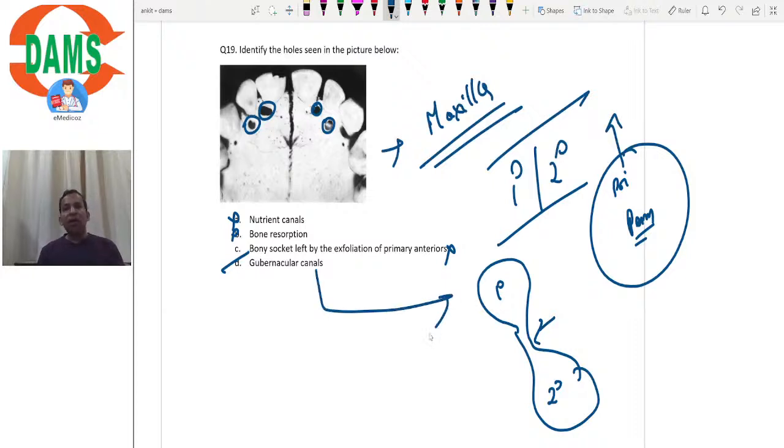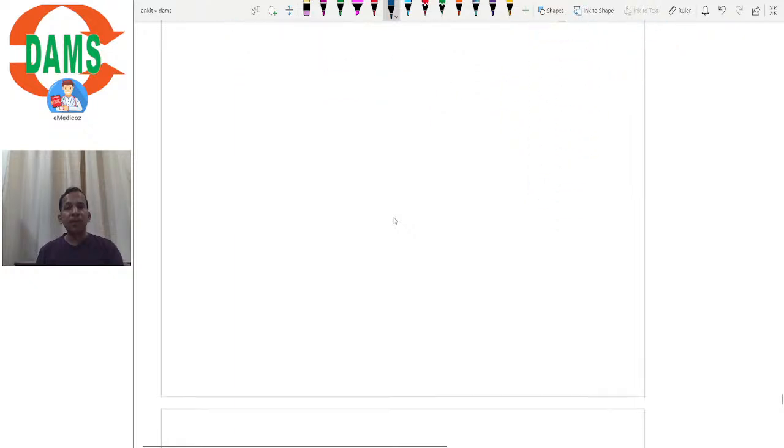So this gubernacular canal can be seen associated with all the succedaneous teeth. Is it clear? And its role is to help in the eruption of succedaneous teeth.